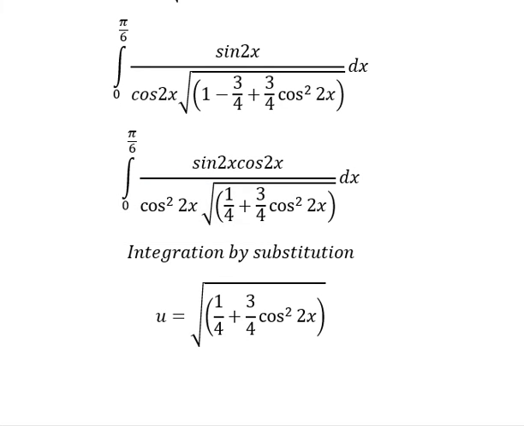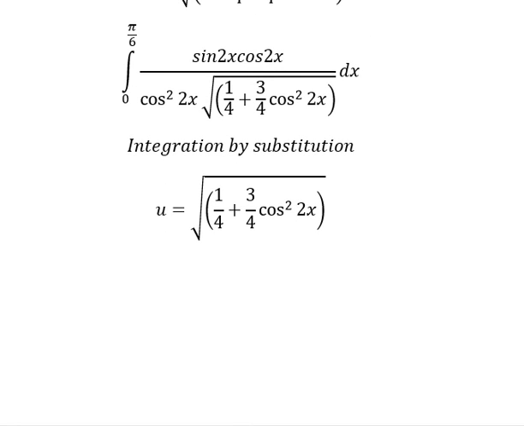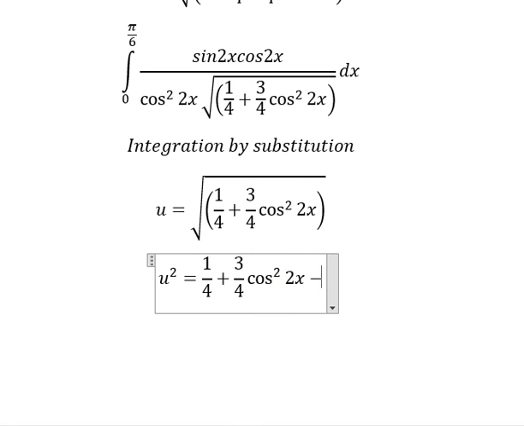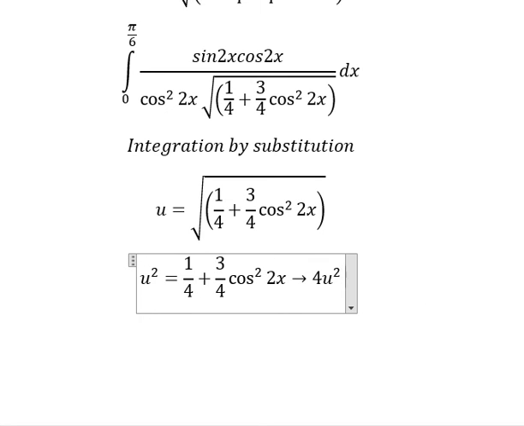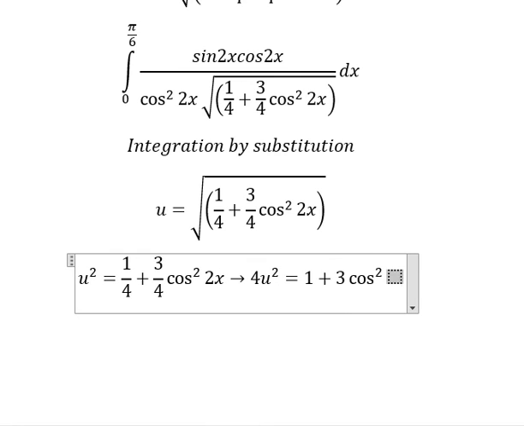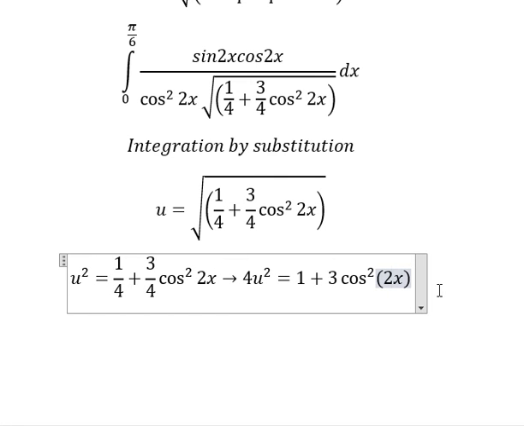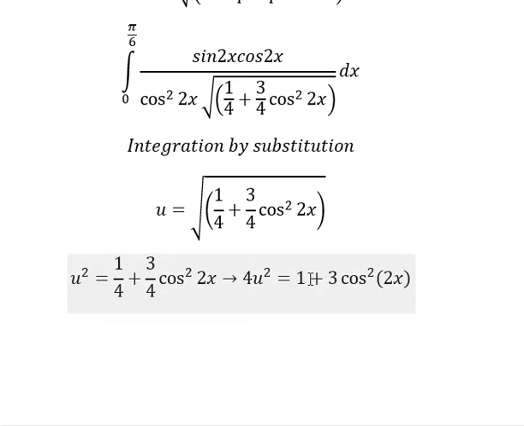Later, we put the square on both sides to cancel the square root. Next, we multiply both sides by number 4. Next, we put number 1 to the left and we divide both sides by number 3.